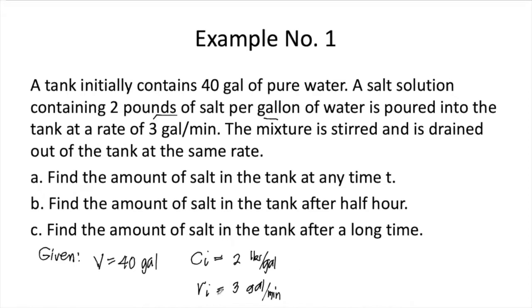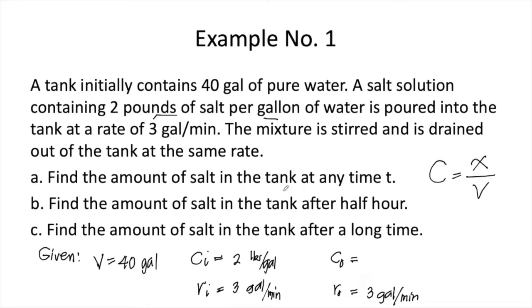Since we have C sub I and R sub I, we need to know yung C sub O natin, tsaka yung R sub O. Nabanggit dito na hinalo yung mixture and is drained out of the tank at the same rate. So ito yung R sub O na nire-represent. Ito is 3 gallons per minute because it says the same rate daw. So 3 gallons per minute. Now for the concentration out, hindi niya binigay yung specific na value. So ano nga ba yung concentration? Again, concentration is equal to the amount of substance over the volume.